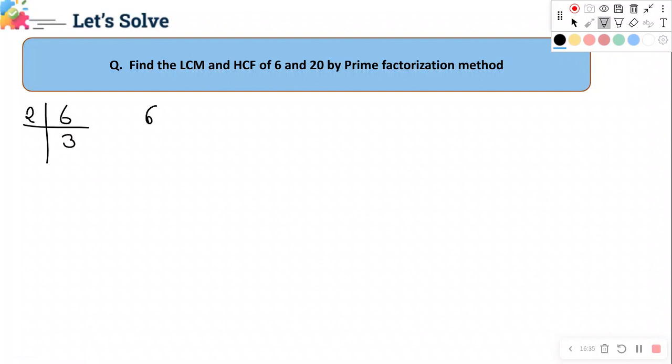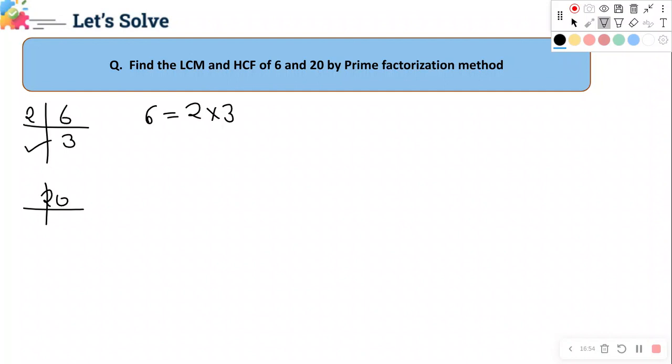So that means 6 is equal to 2 into 3. You all know it. Okay, just for explanation I'm doing. Now if this question comes in your board exam, students, you have to write all these steps. Although this prime factorization is very easy, the examiner doesn't know what prime factorization is. So you have to write each and every step.